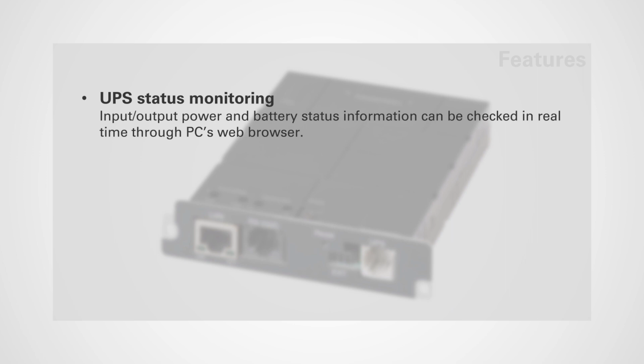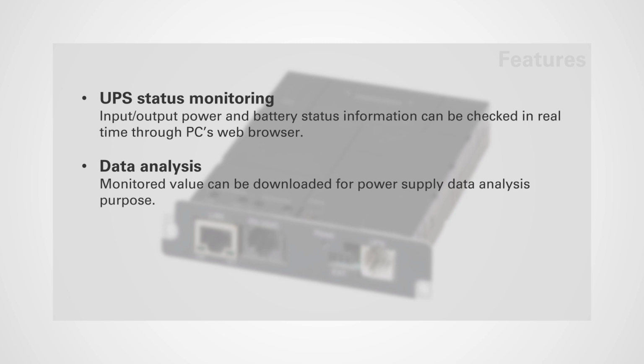With the LAN Interface Card installed in UPS unit, UPS status data can be monitored in real time through a standard PC web browser. UPS information such as input-output power level and battery status can be monitored easily. Monitored data can be downloaded for power supply analysis purposes. This data can be invaluable for understanding power consumption patterns and incoming power supply condition, identifying potential issues, and ensuring the reliability of critical equipment.